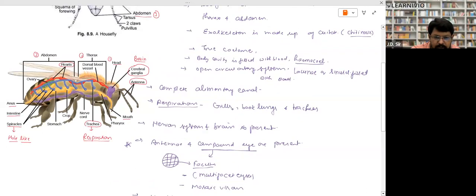Complete animal. Respiration takes place through gills, buccal and trachea. It is written gills, book lungs and tracheae. Tell me what are the book lungs? Who will tell me? What are the book lungs?